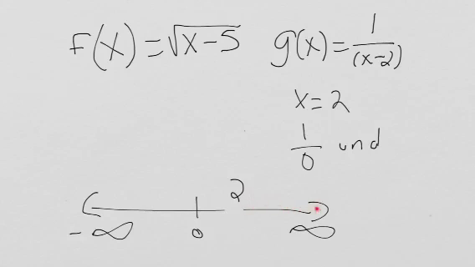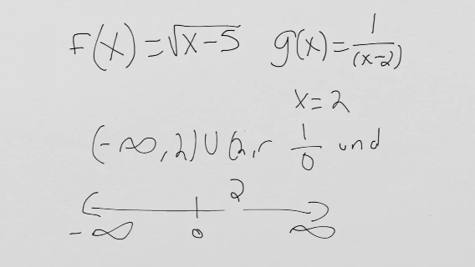And then 2 all the way until infinity. That's saying everything is okay except for 2. A couple ways to do that. We can say negative infinity to 2, union 2 to infinity.